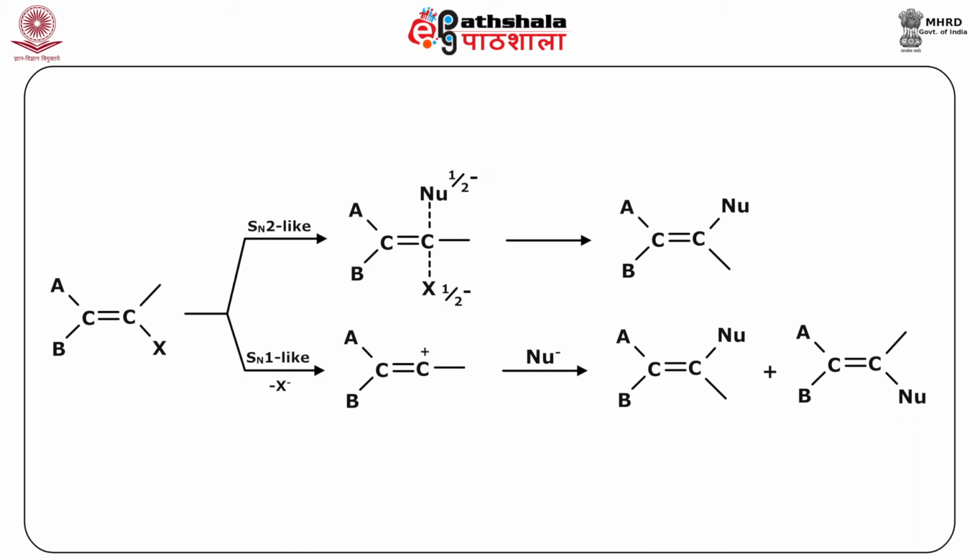The second reason for low reactivity of vinyl substrates towards nucleophilic substitution in particular is that the SN2 transition state, as well as the SN1 transition state or intermediate, that is a vinyl cation, are too high in energy to be readily accessible. So, let us take an example of this.